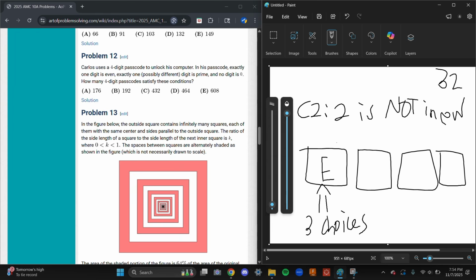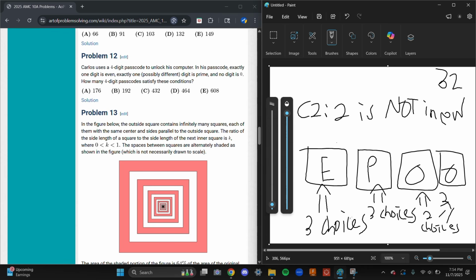And then now let's choose to put the prime number here. What can the prime number be? The prime number can be 3, 5, or 7. So that's also going to give us 3 choices, right? And then our odd numbers, again, those are just going to be 2 options each, right? 2 choices for both of these. Okay, 3 times 3 times 2 times 2. So that's going to be 9 times 4, which is 36.